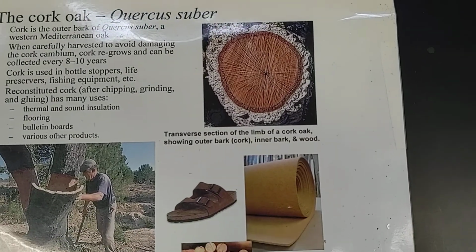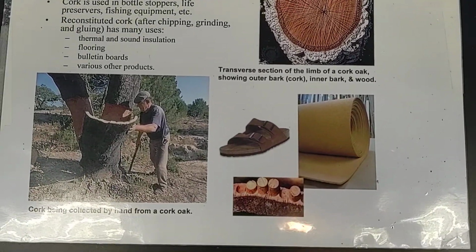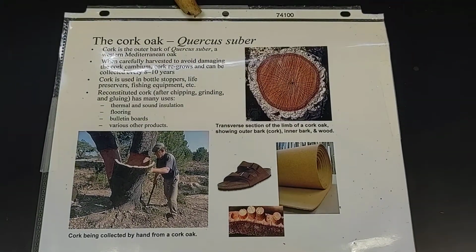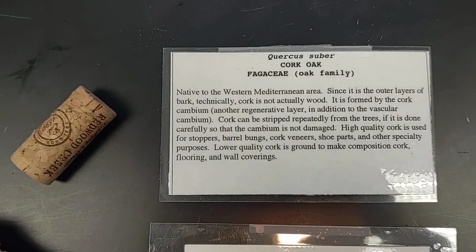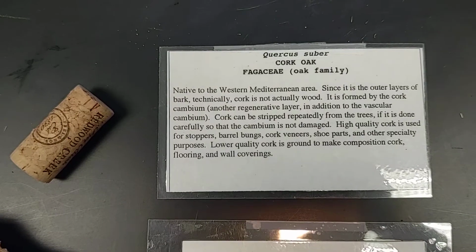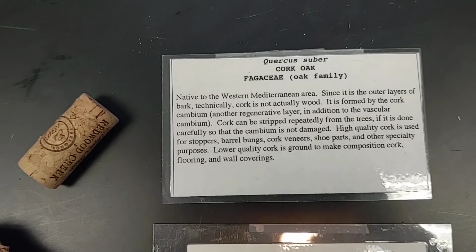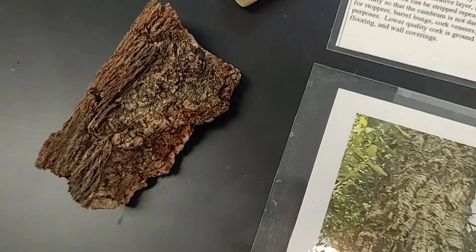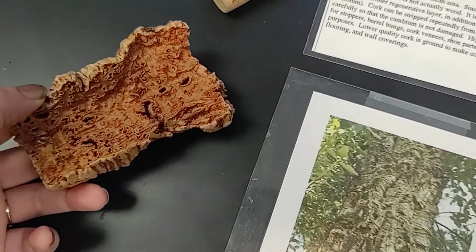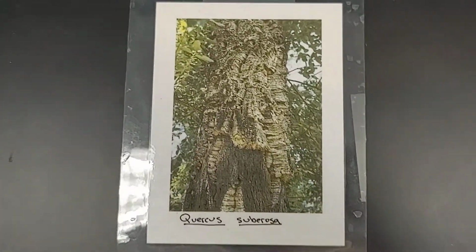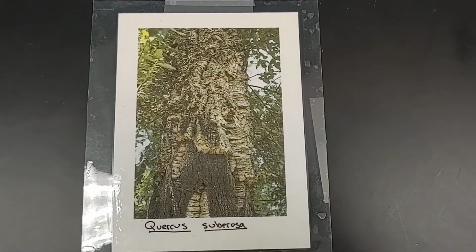which the bark of the tree can be removed or girdled and turned into cork. What? So this is native to the Western Mediterranean, so you would not typically find it around here. But here's a sample of its bark. Pretty corky and very light. And here's an example of a tree.